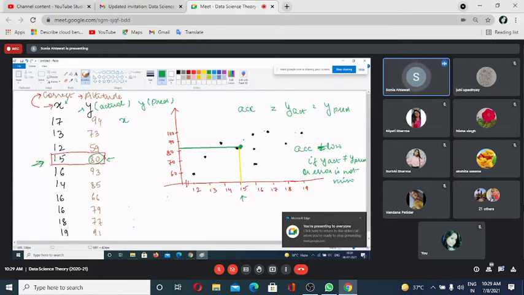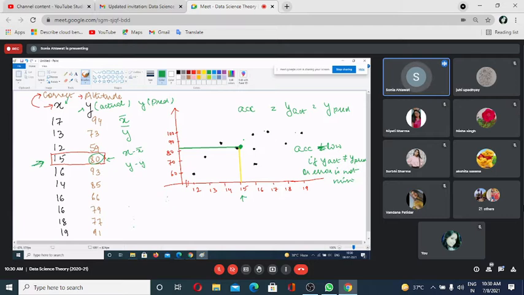So now what exactly do we have to go for? We have to calculate first the mean of x, finally the mean of y, x minus x bar, y minus y bar, the whole square of x minus x bar, the whole square of y minus y bar, and finally the product of x minus x bar and y minus y bar. We have to find this.